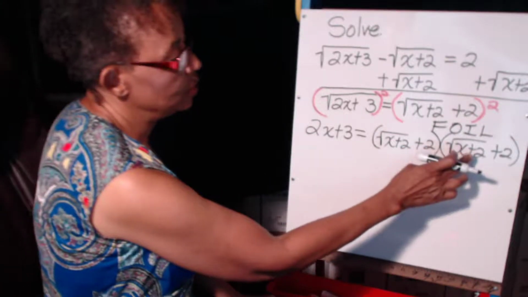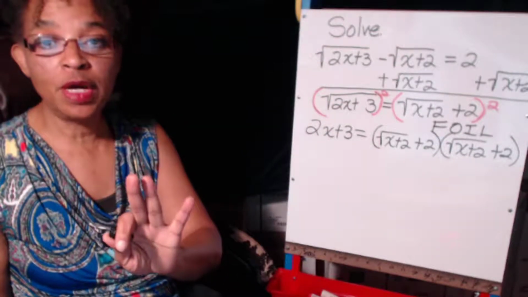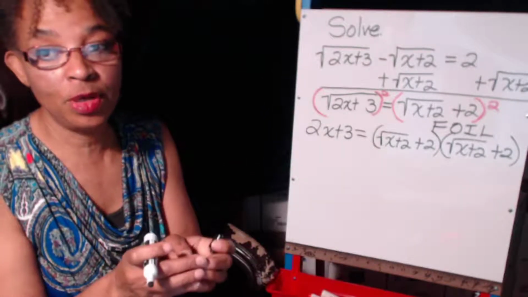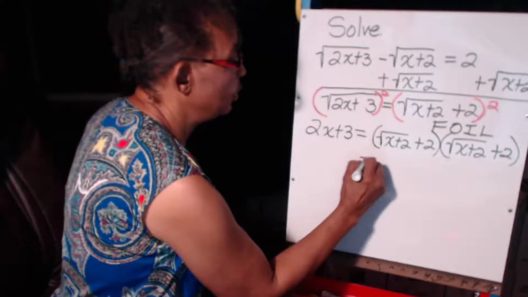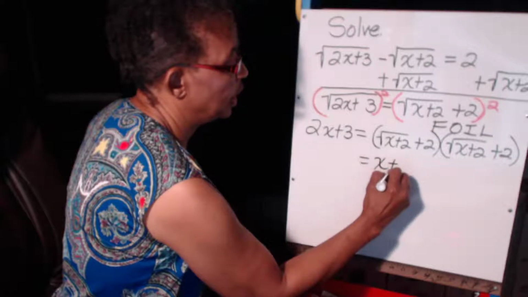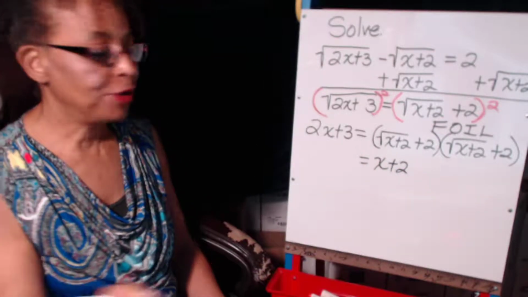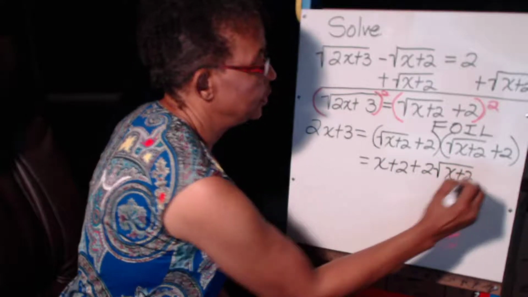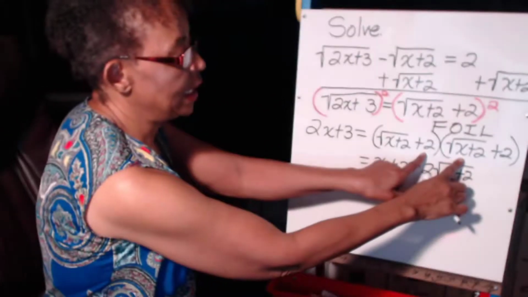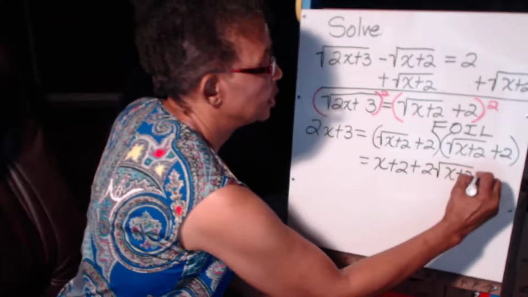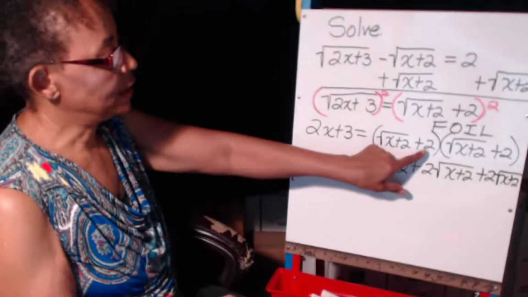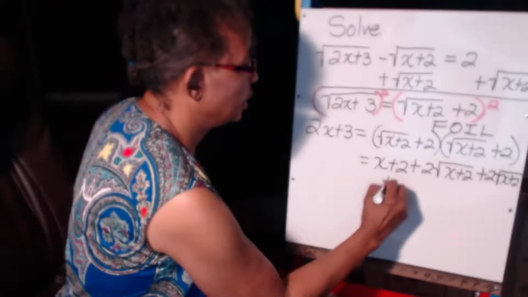Square root of x plus 2 times the square root of x plus 2. It's 2 of them, and since you're multiplying, you eliminate the radical, because that is the square root of x plus 2 squared. So then we will have just x plus 2. Our outer is the square root of x plus 2 times 2, so that gives us 2 times the square root of x plus 2. Our inner is the same, 2 times the square root of x plus 2. And our last is 2 times 2, so that is plus 4.